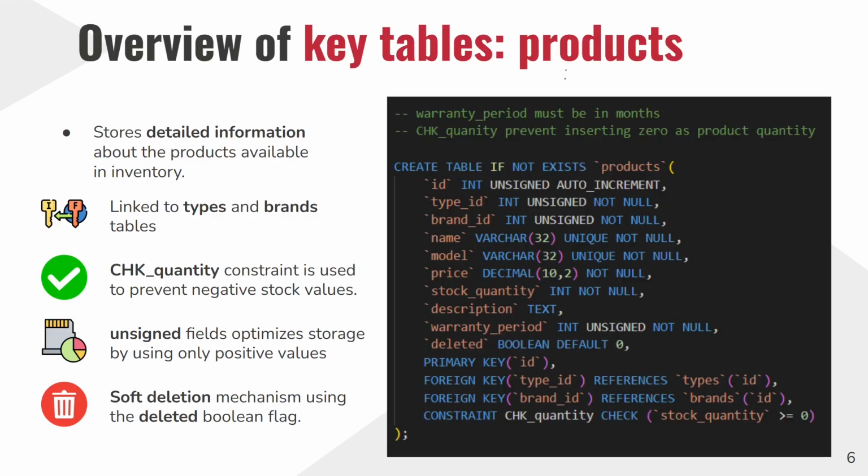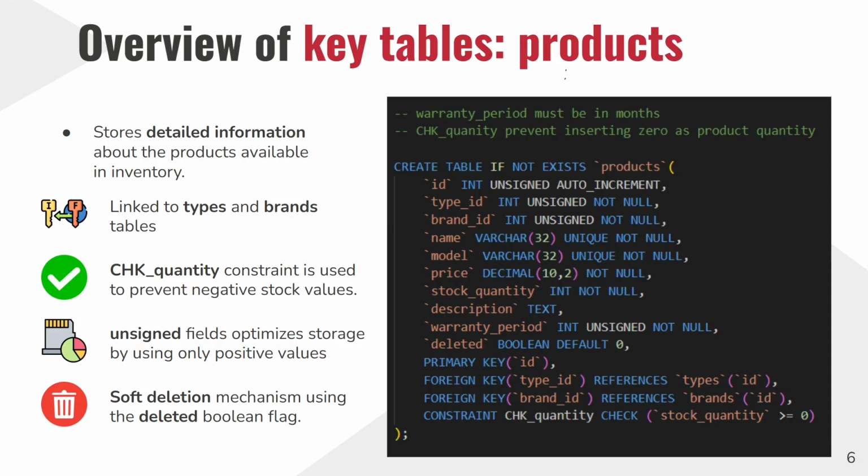This table stores all the essential details about each product in our system, such as its type, brand, model, price, stock quantity, and warranty period. It uses a check constraint to prevent negative stock values. It also uses unsigned constraints for numeric values. This slightly reduces memory usage and helps reduce the overall database size.